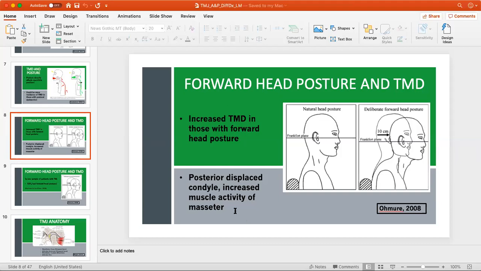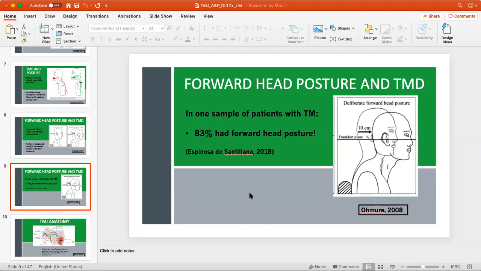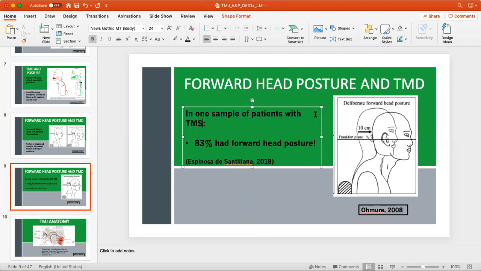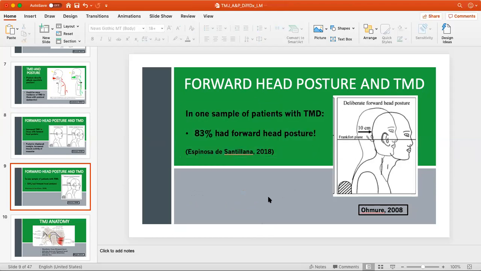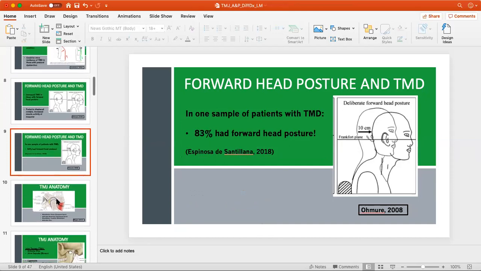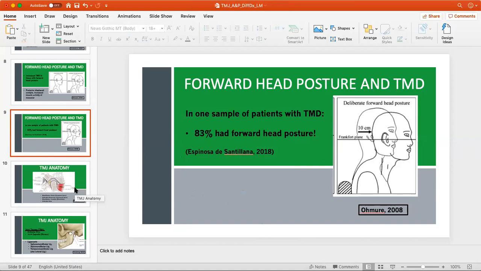And then because of the increased stress, you can have hypertonic activity of the muscles. So the muscles can be overactive. In particular, masseter oftentimes is described as overactive in these individuals. In one sample of patients with TMD, 83% of them had forward head posture. So again, it's not necessarily saying it's a cause, but it's a correlation. And if it's that high, it might be something worth thinking about.